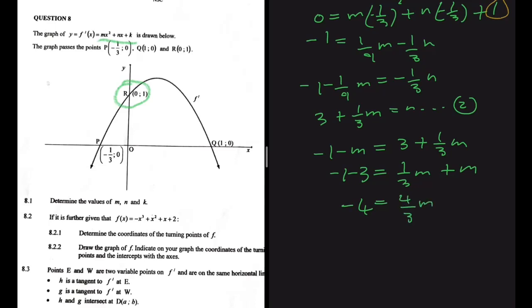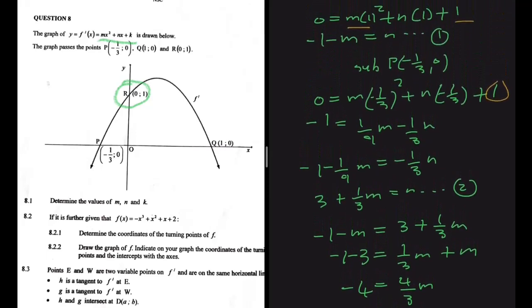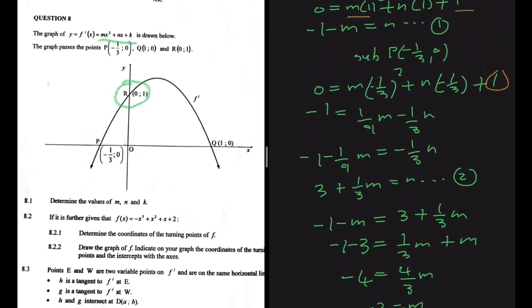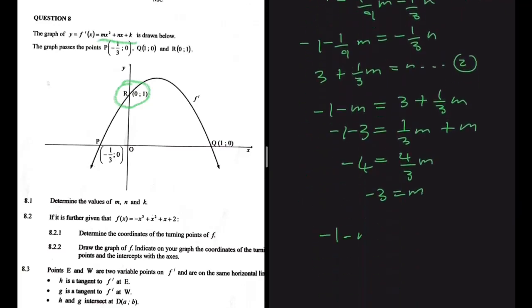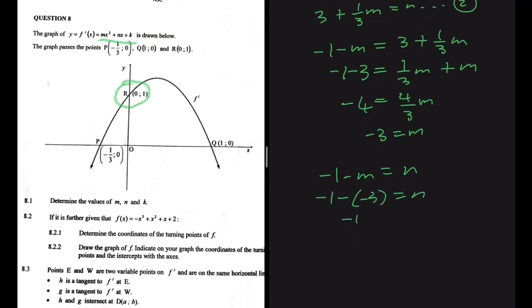So if we divide both sides by 4 divided by 3, we're gonna get minus 3 is equals to m. So now we can substitute this value of m in either equation 1 or 2, right? Equation 1 is more easy to digest, so let's substitute it there, right? So equation 1 was saying that minus 1 minus m is equals to n, right? So this will be minus 1 minus minus 3 being equals to n. So it's just minus 1 plus 3 is equals to n. So 2 is equals to n.